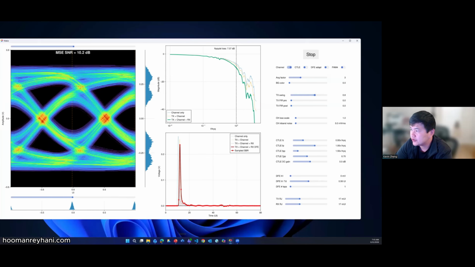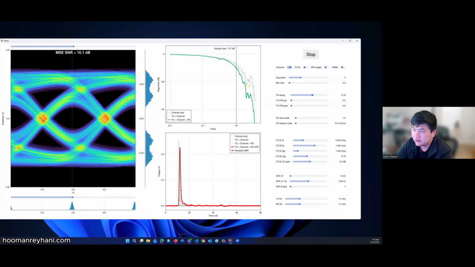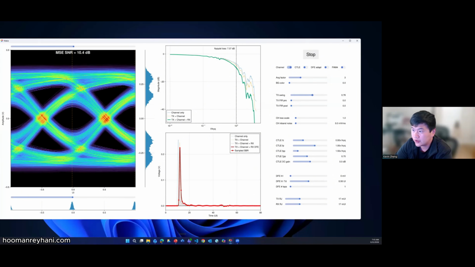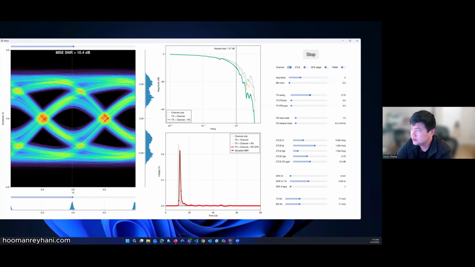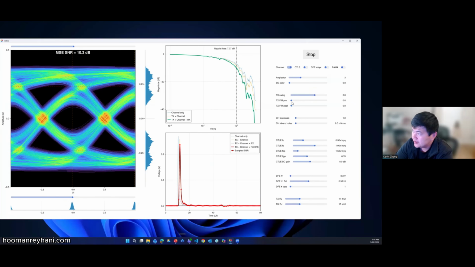The first thing is your TX swing. The TX swing is pretty easy to implement. It's just a simple scaling factor in your code, so you can increase it or decrease it. Now, the first knob for our equalization is TXFIR. For this particular case, I only have one tap precursor and one tap postcursor.